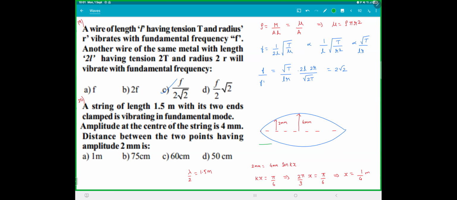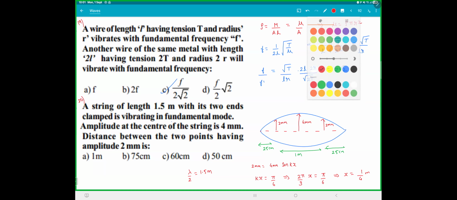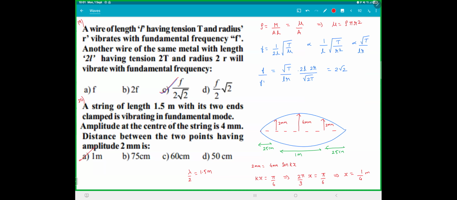Remember what you got was this, 25 centimeters. Similarly, there is one more here. By symmetry, it should be 25 centimeters from there. So he's asking between these two, this is 1 meter. Be careful, this and the previous one are different. There's only one loop here, fundamental mode. There is no second loop. Clear with this? Let's see a few more. Any doubts on this? Great. Next one.